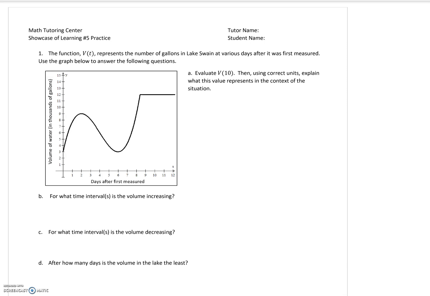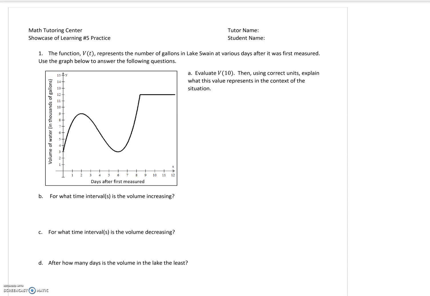So when I start this with my students, I have them read the problem aloud to me. So you'll say, okay, let's start with number 1, read to me what it says. The function v of t represents the number of gallons in Lake Swain at various days after it was first measured. Use the graph below to answer the following questions.